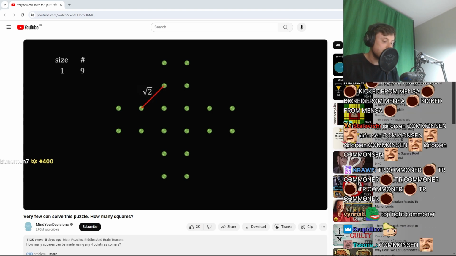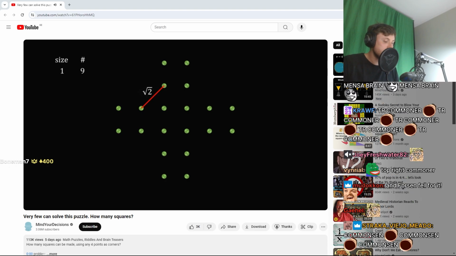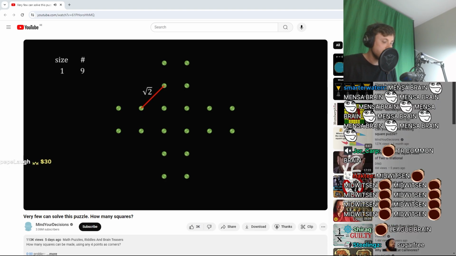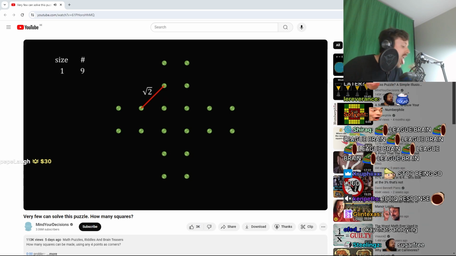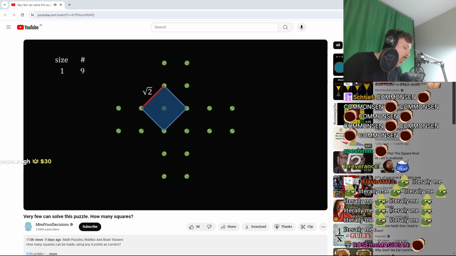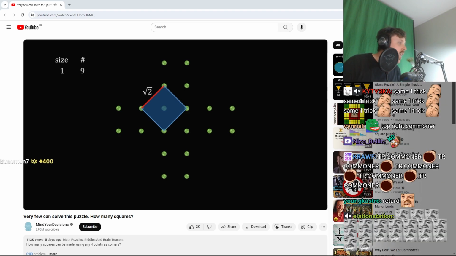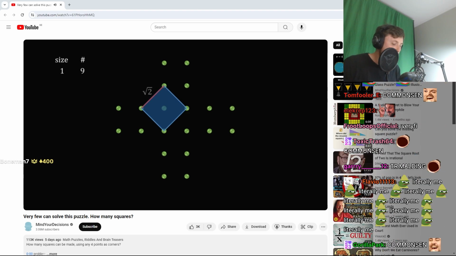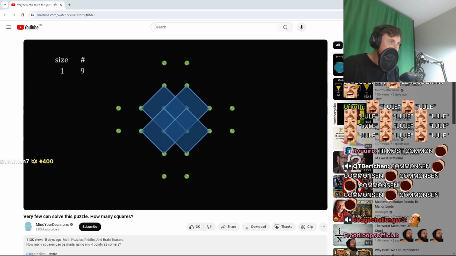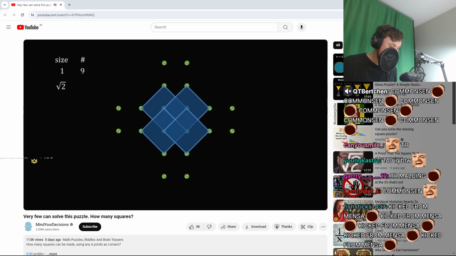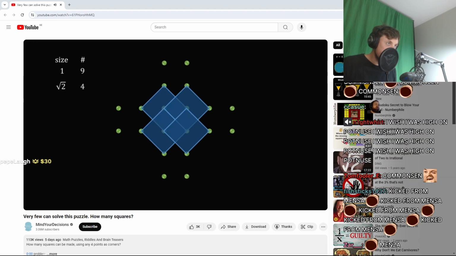What happens if we join these 2 points, which would form the hypotenuse of a 1 by 1 right triangle? Then the distance between these 2 points is equal to the square root of 2. And you can, in fact, form a square with a side length equal to square root of 2. How many squares of this size can you form? Let's count them. We have 1, 2, 3, and 4. So, squares of size square root of 2, there are 4 of them.